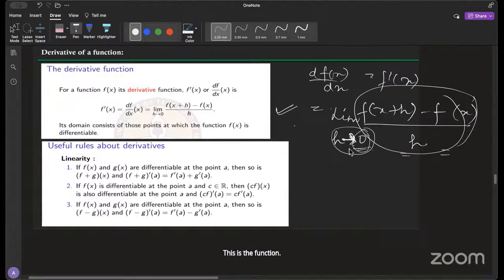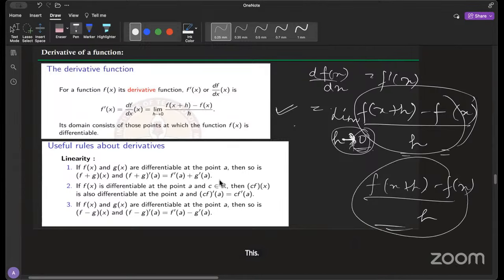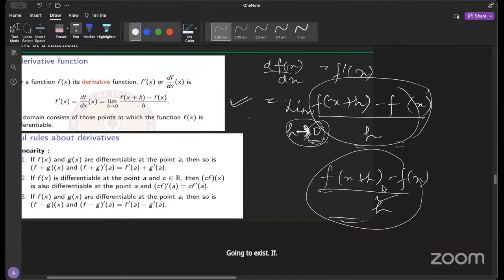Then you don't need to do left hand and right hand. But f has to be continuous. No, f(x+h) minus f(x) is a different function. If your f is continuous, it doesn't mean this is also continuous and the limit is going to exist. If your f is a continuous function, then the limit of f is going to exist. This is a different function. This might not exist.